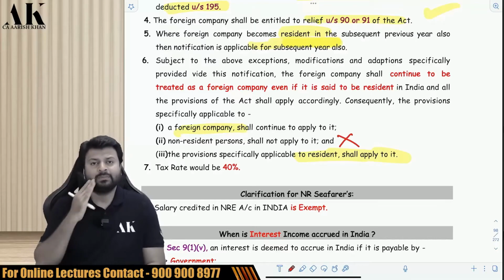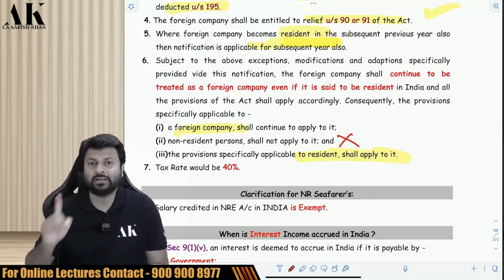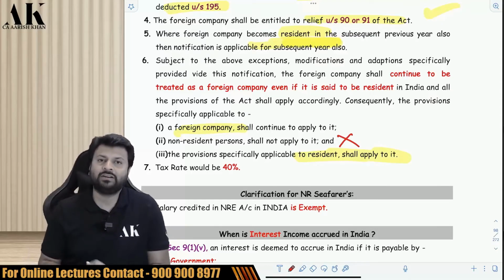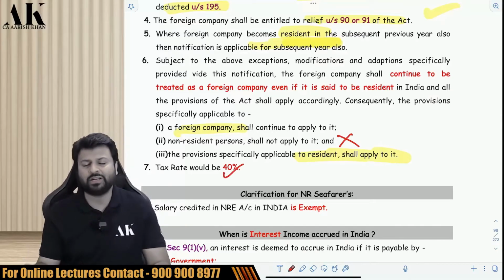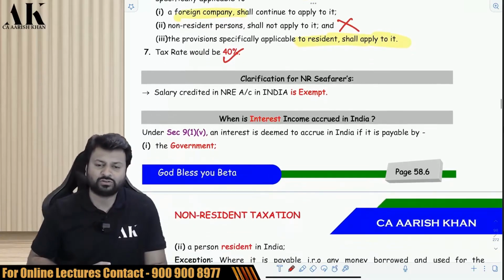Last but not least, just because this company has become a resident, it does not mean that it is a domestic company. The tax rate unfortunately applicable to this company will be 40% only. There is no relaxation in the tax rate unfortunately over here.